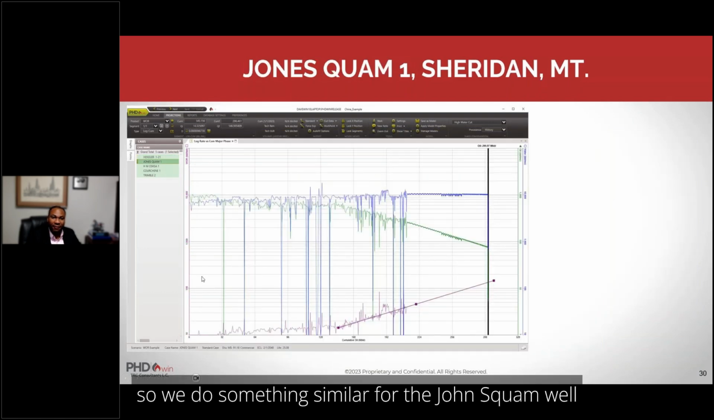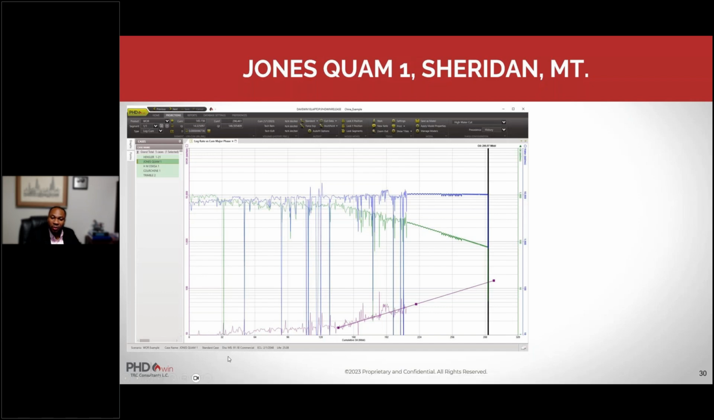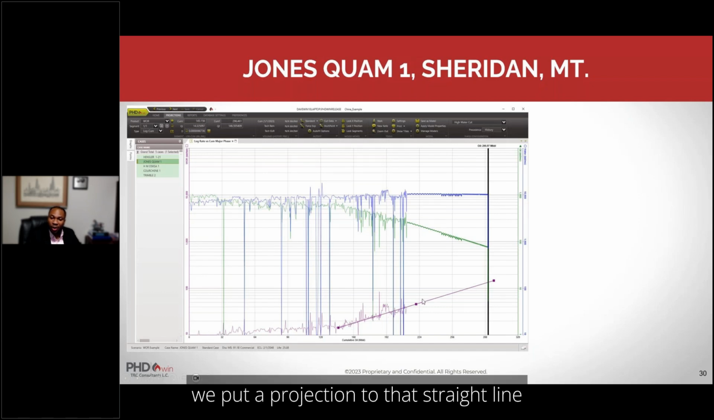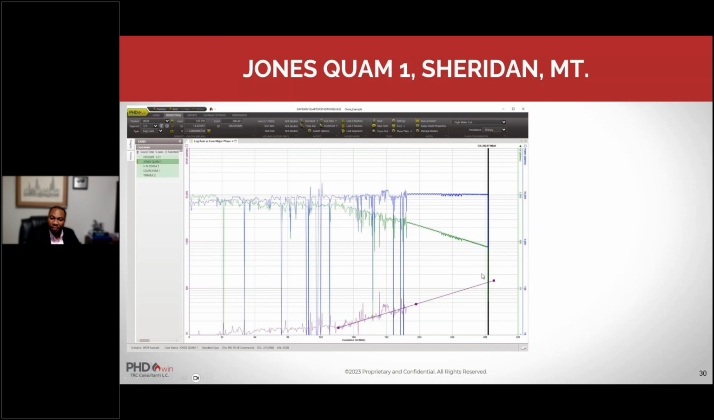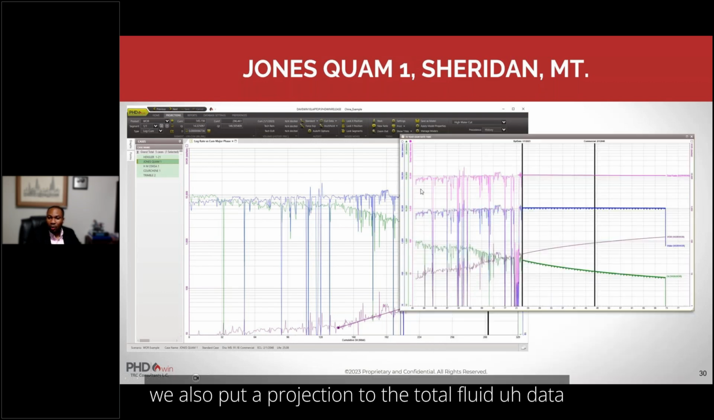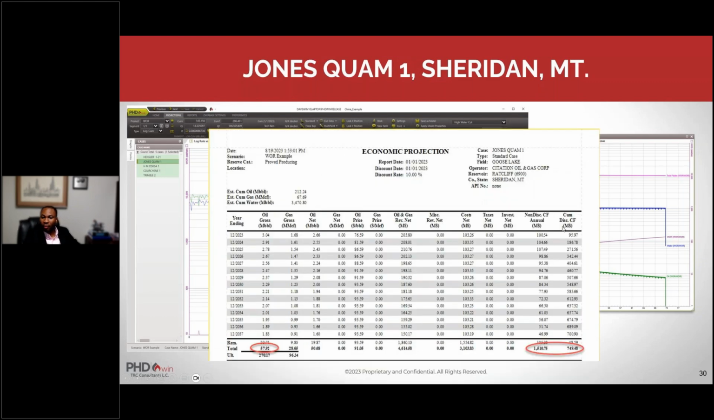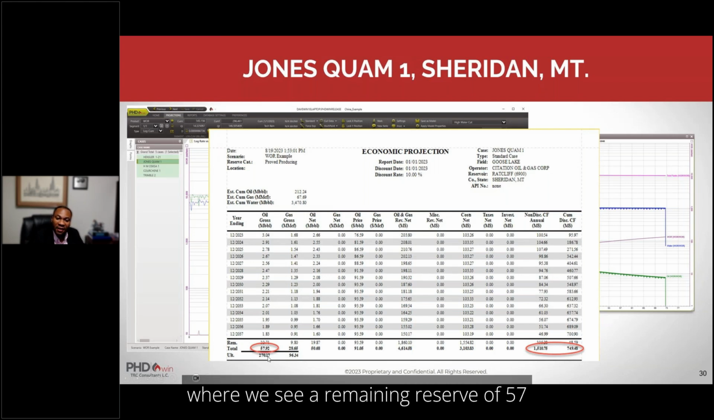We do something similar for the Jones-Quam well. Again, we see that straight line and we put a projection to it. We also put a projection to the total fluid data, then we iterate both oil and water production. For the Jones-Quam well, we see a remaining reserve of 57 or 58,000 barrels of oil and a discounted cash flow of $750,000.